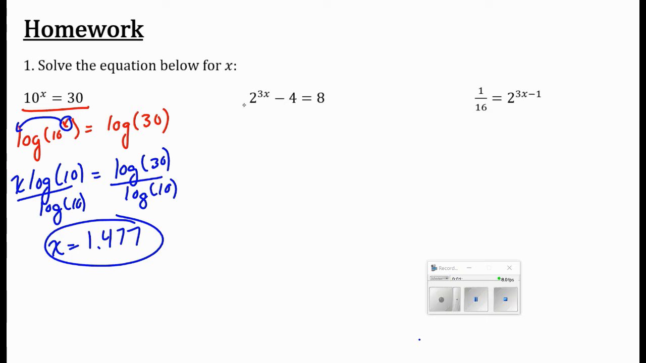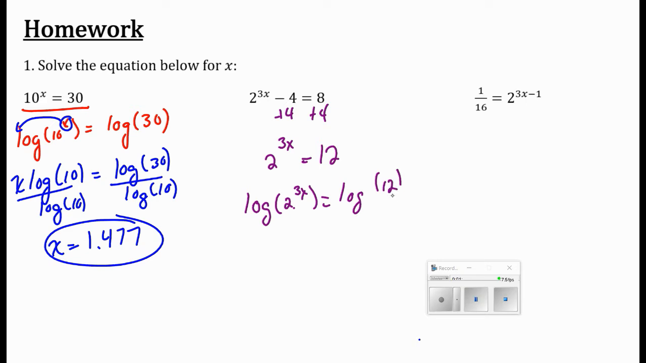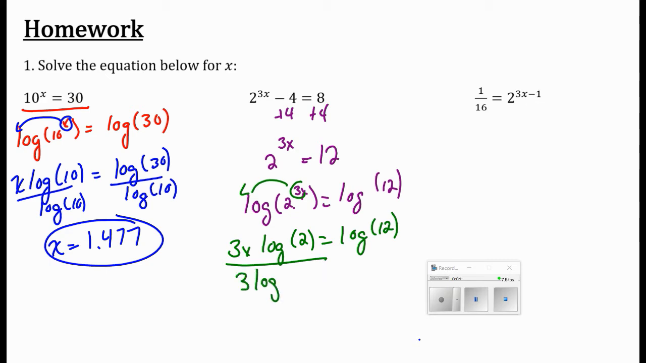The next one, the exponential is not by itself, so we're going to add 4 over. And we get 2 to the 3x equals 12. I'm going to log both sides. Log of 2 to the 3x equals log 12. When that variable is in the exponent, it can be brought down front. 3x log 2 equals log 12. And divide by 3 log 2.